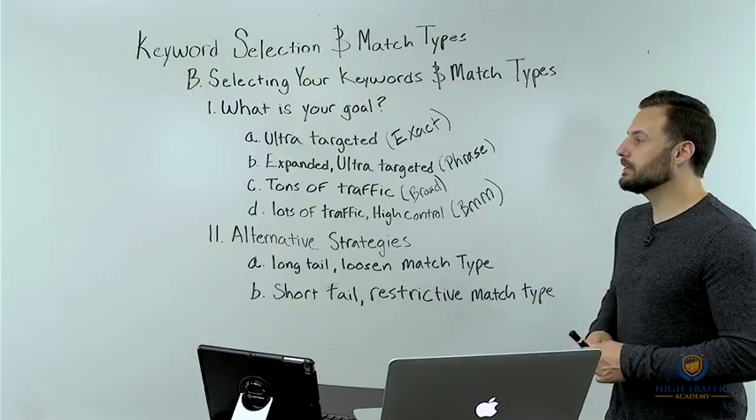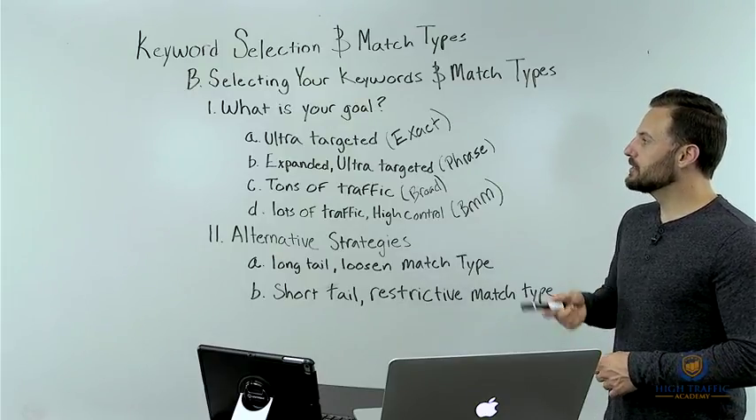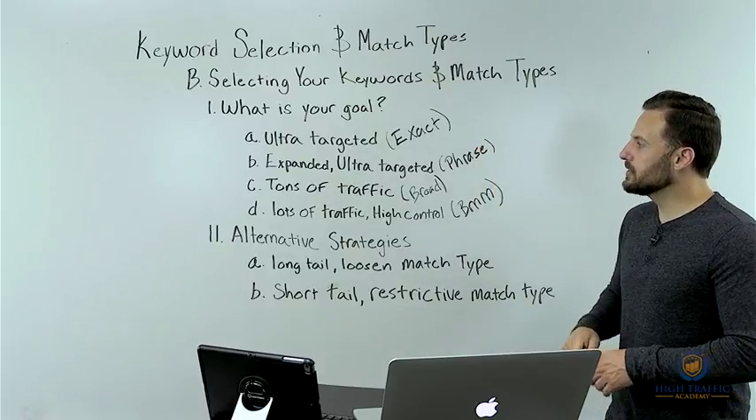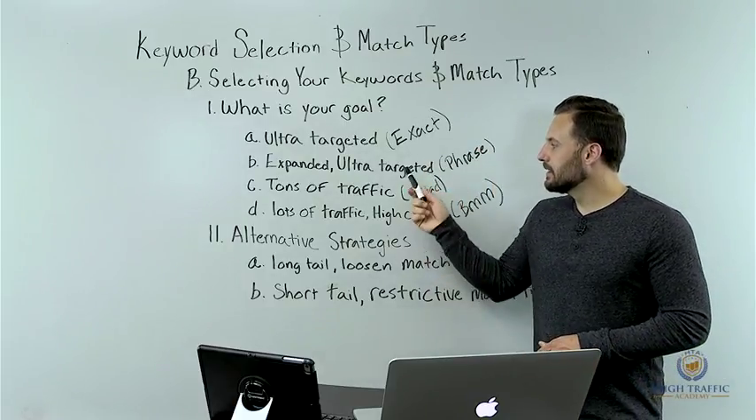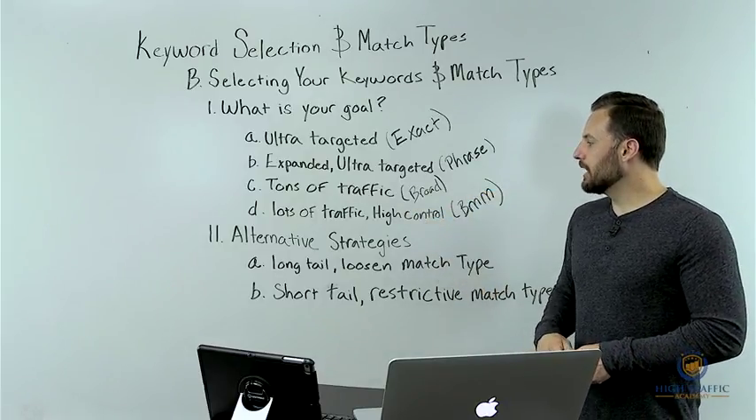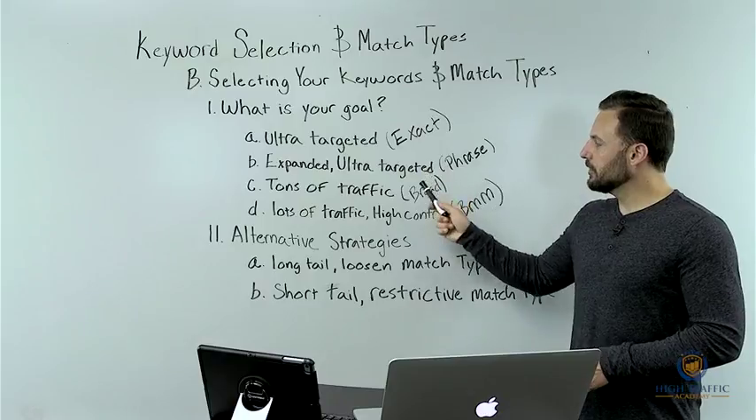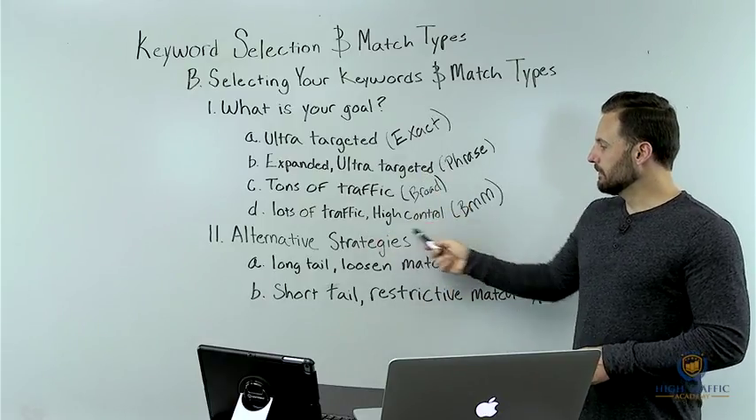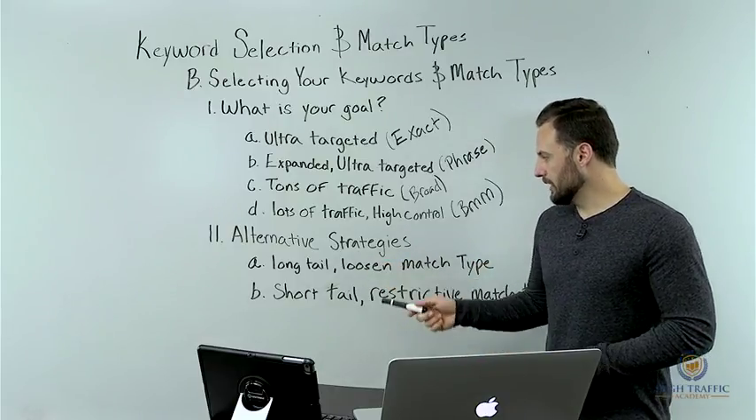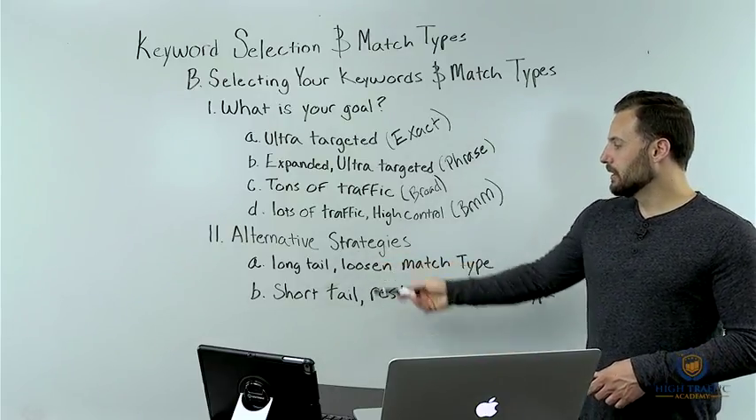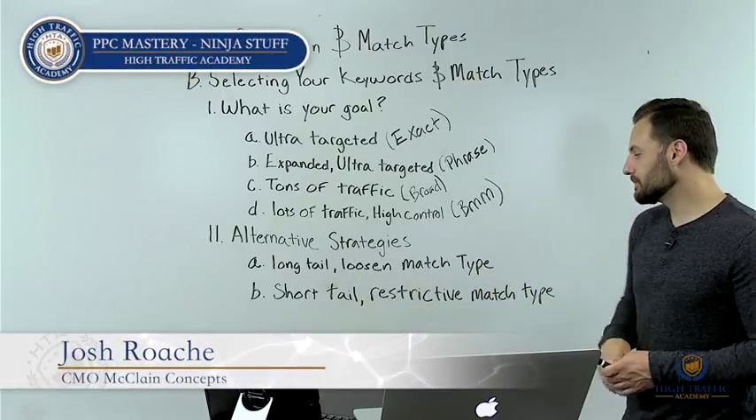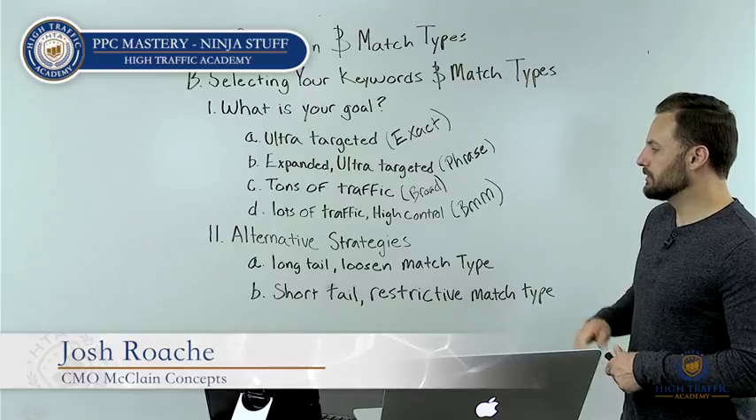However, I would recommend, just to keep control of your budget and your spend and everything that's going on in your campaign, start out with a strategy like this: ultra targeted exact, expanded ultra targeted phrase match. Stay away from broad match, and once you've tested here and you know you've driven some conversions, move up to a broad match modifier campaign. Additionally, you can target an alternative strategy where you dictate the match type based on how long or short the actual keyword that you're targeting is.